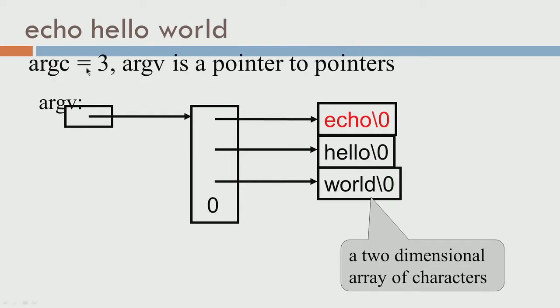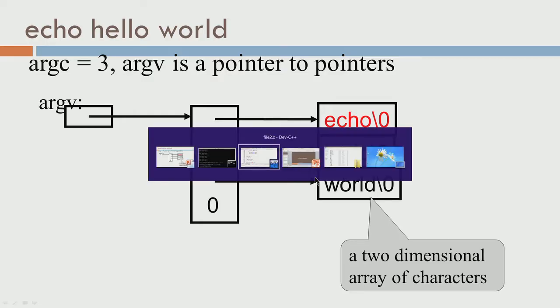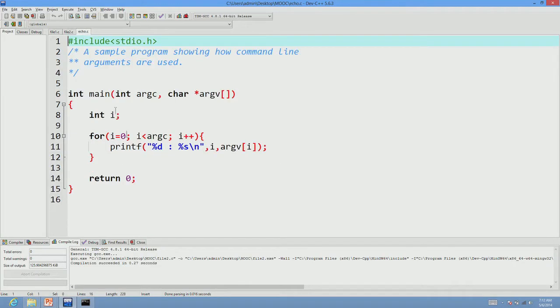So, what really happens is you get argc equal to 3, and argv is a pointer to a pointer, and what do you have? You have 3 pointers which are pointing to echo, hello and world. Remember, these are strings, so you have a \0 at the end, and the 4th pointer actually points to null. So, you have in some sense a 2-dimensional array of characters. Again, as before, I have written a small program which does something very simple.